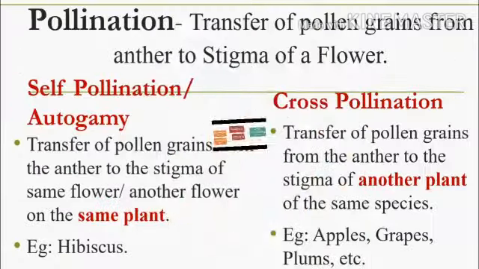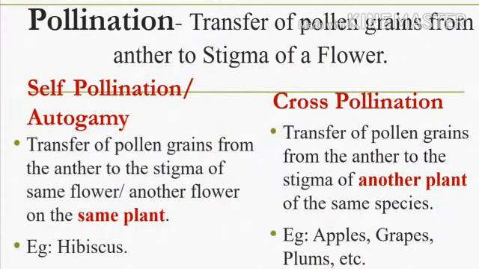So what is pollination? Pollination is the transfer of pollen grains from the anther to the stigma of a flower. Pollen grains are the male reproductive part and the stigma is the female reproductive part. So pollen grains have to transfer from the anther to the stigma. It is of two types, self-pollination and cross-pollination.